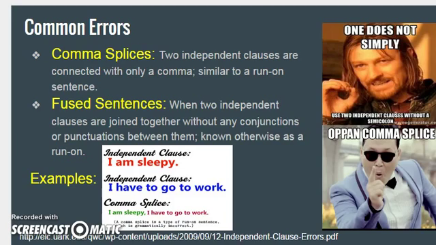Common errors include two perpetual mistakes among common folk: comma splices, which are like run-on sentences, and fused sentences, which are run-on sentences. Now let's look at how to fix them.